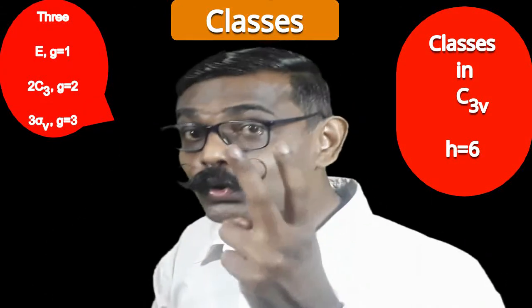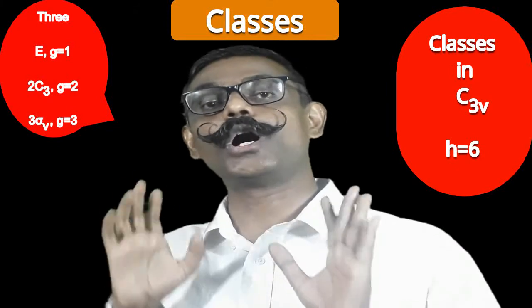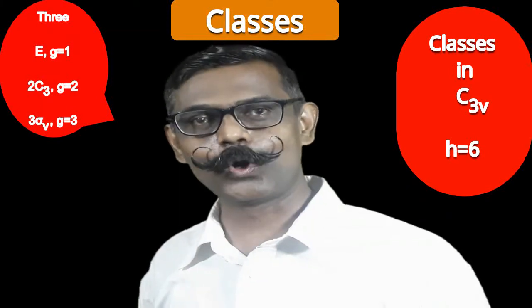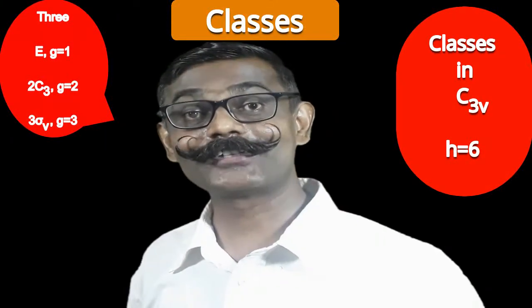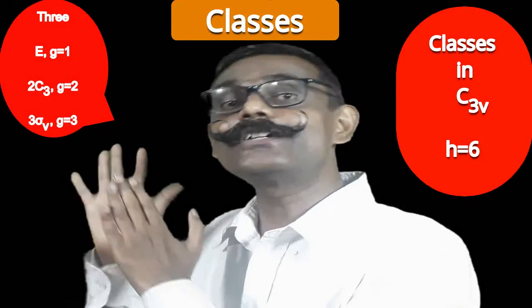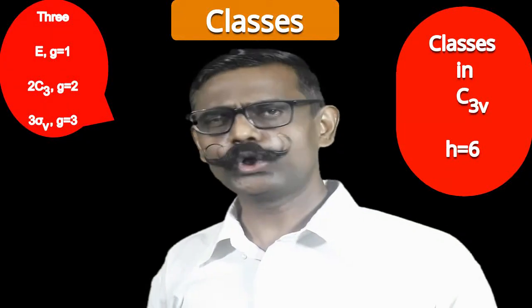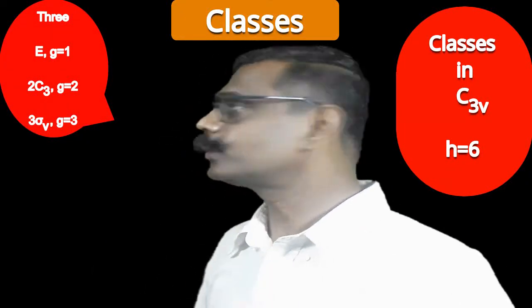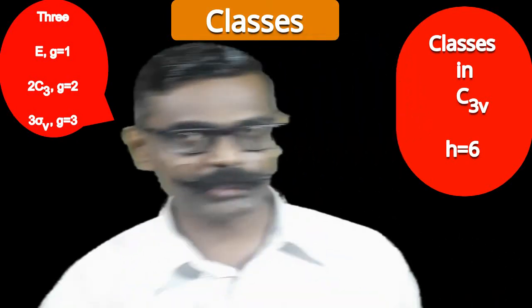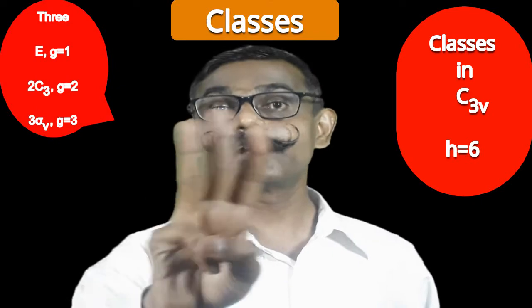All those two rotation operations are neighbors to each other, and identity alone remains. No other operation is there as a neighbor, as a part of the class. So this is a division of the point group. To make the concept clear, I took these two examples. One was C2V, where 4 classes were there, and the other is C3V, where 3 classes are there.